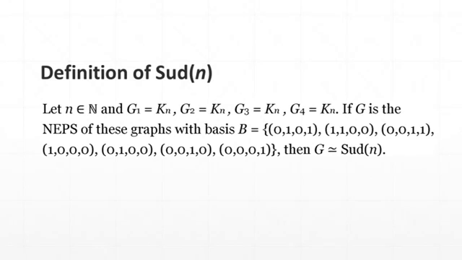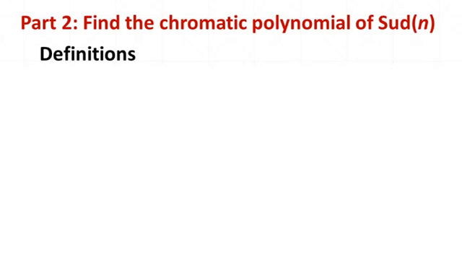Sud_n is defined as the NEPS of 4 complete graphs with a certain basis. The detailed proof is provided in our report. Now we will proceed to part 2, finding the chromatic polynomial of Sud_n.